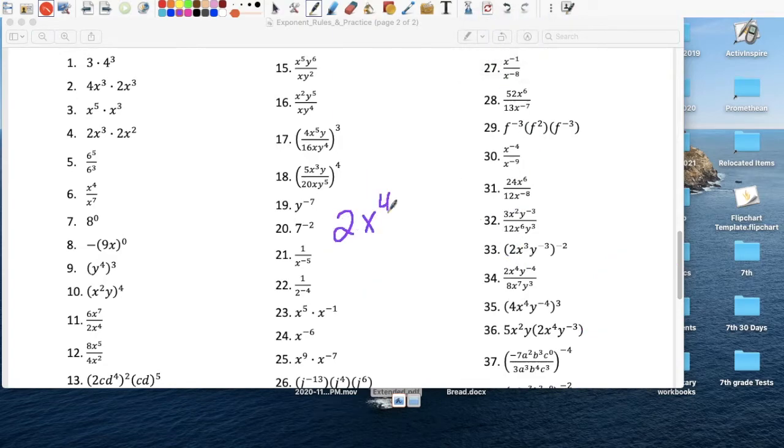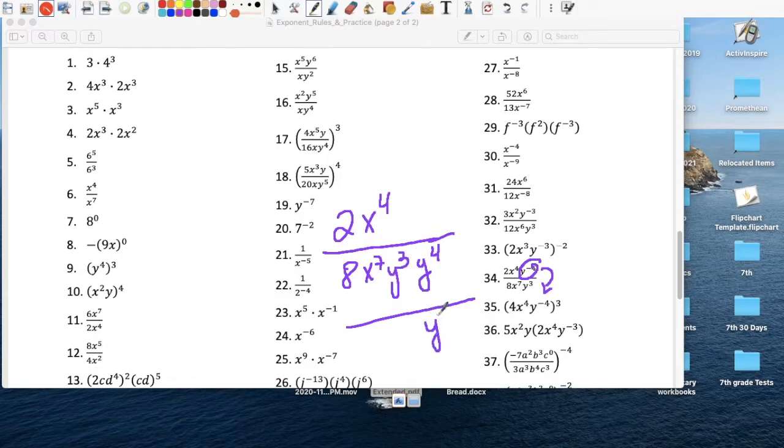2x to the 4, and let's write x to the 7, y to the 3, and this guy here, I'm going to throw down here to the denominator. So y to the negative 4, it goes to the denominator. Let's see. Let's do the y's. y to the 3 and y to the 4 is y to the 7, right? Bases are the same. Keep the base and add the exponents. The x's, x to the 4 and x to the 7, we have more x's at the bottom. We're going to have 3 left over. And 2 over 8 simplifies to 1 over 4. So that's my answer.